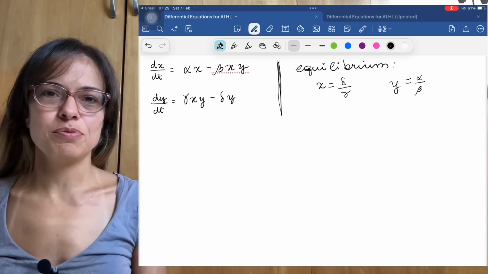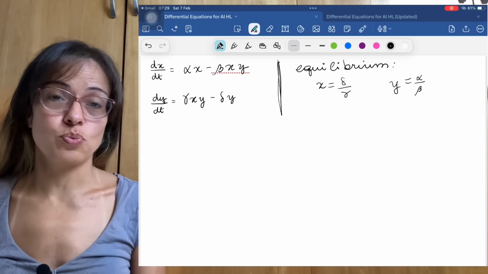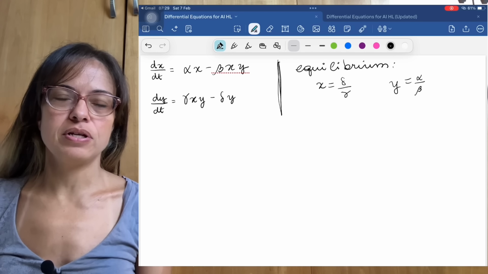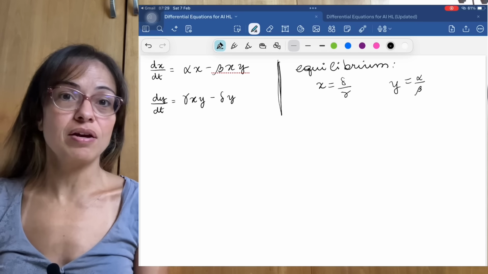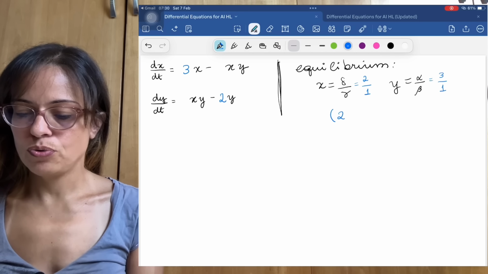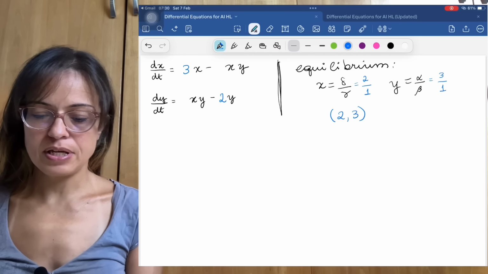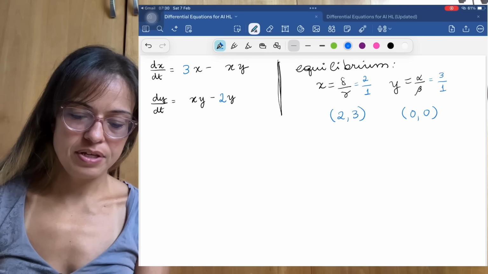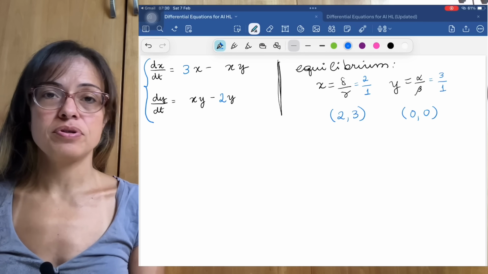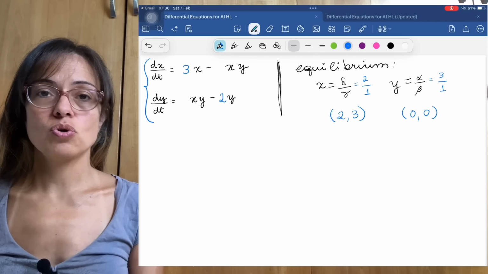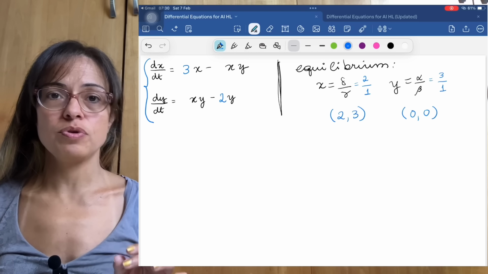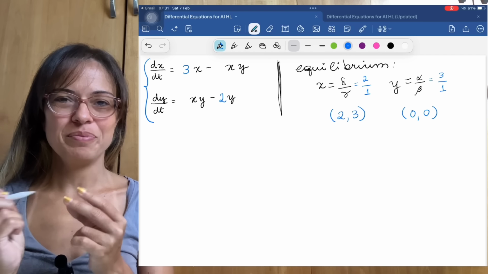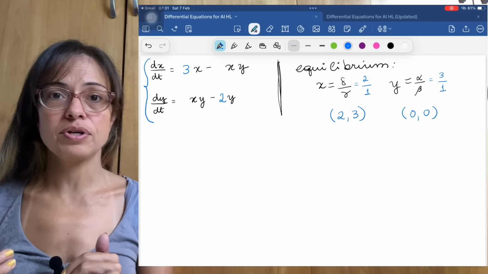So I've switched the names of the letters from m, s to x, y because I'm more used to that. And now I'm going to choose some values for alpha, beta, gamma, and delta so that we have numbers. So now the point (2, 3) is my equilibrium point, and also the point (0, 0) is an equilibrium point. Remember that these are the points where both derivatives are 0. So in other words, if your trajectory were to start at an equilibrium point, it wouldn't go anywhere because the derivative is 0. That's why it's called equilibrium.